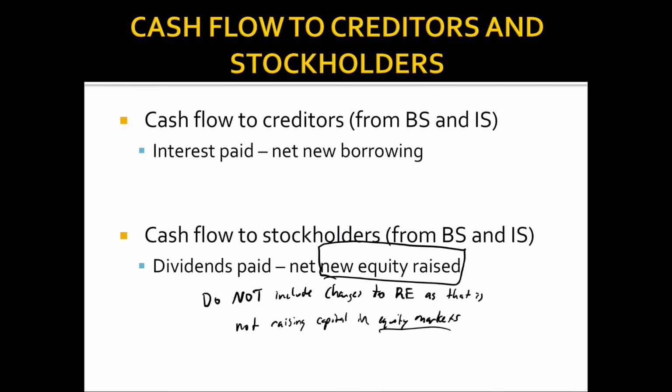So we'll do an example in part 2 of this lecture, but do not include changes to retained earnings in your cash flow to stockholders. It is simply the dividends paid from your income statement minus your net new equity raised. So you're going to be looking at common stock in particular and paid in surplus values from one year to the next to identify what new equity was raised.